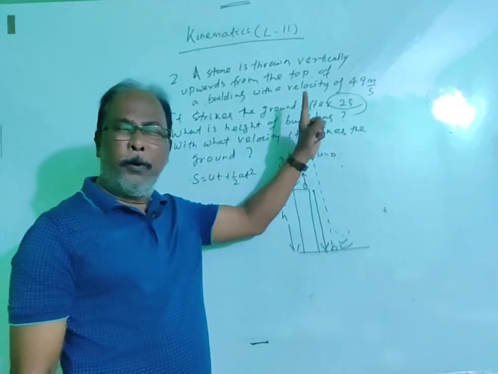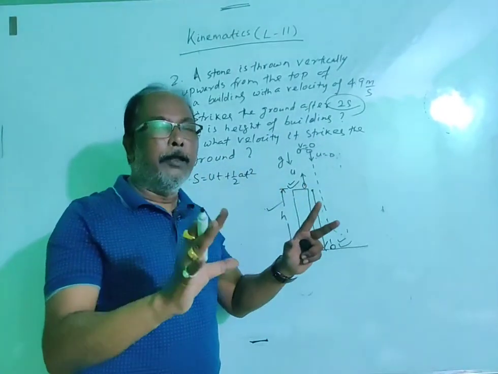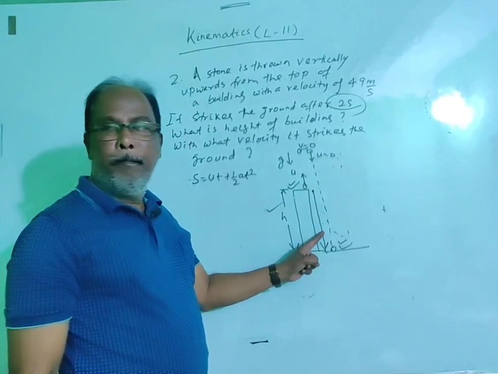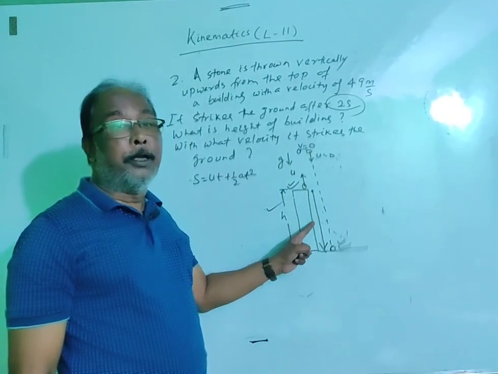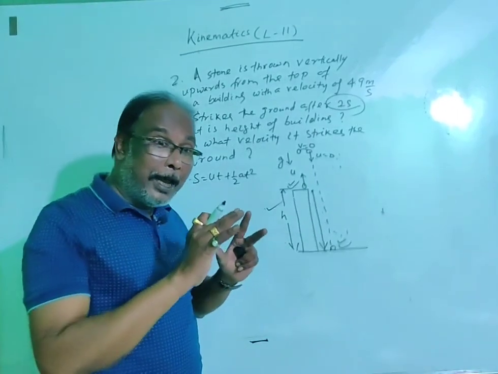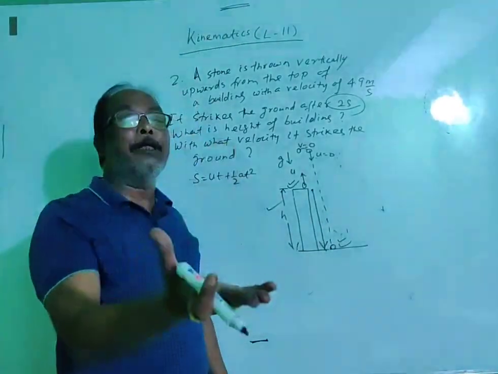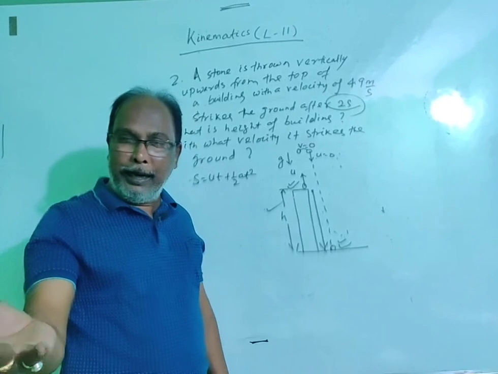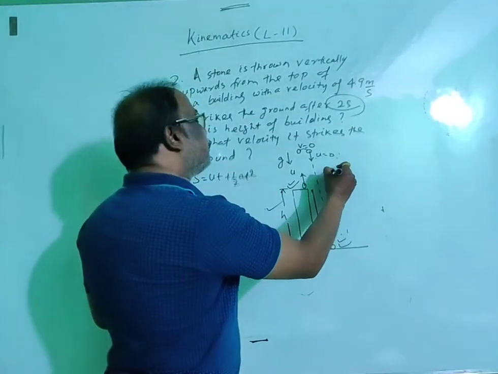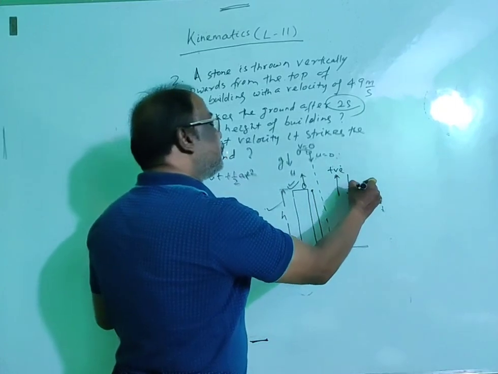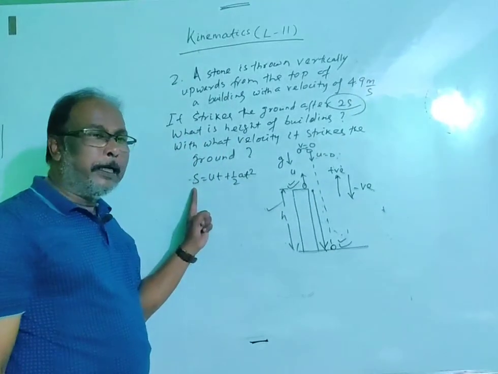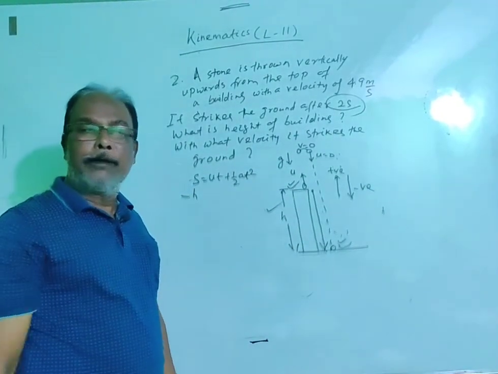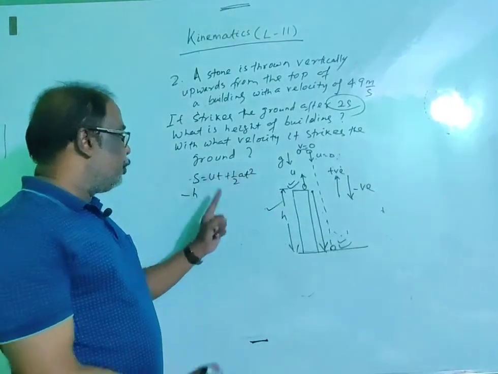But we have thrown the body initially in the upward direction. So the initial direction is upward. The final direction, opposite to the initial direction, is downward. And as per sign convention, the initial direction is taken as positive. Opposite to the initial direction is taken as negative. So here, upward direction is positive and downward direction is negative. Displacement is H in the downward direction. In place of S, we will take minus H. Displacement is minus H is equal to u.